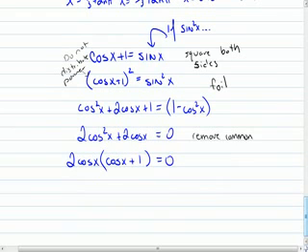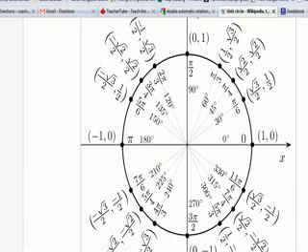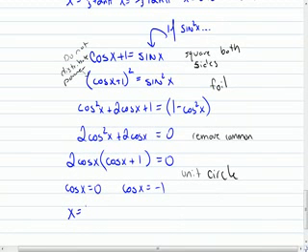So we have our two little equations. What we need to know is when does the cosine equal 0, and when is the cosine negative 1? Great circle of life. The cosine is 0 twice. The x-coordinate is 0 here at pi over 2. The x-coordinate is 0 down there at 3 pi over 2. So we have pi over 2, and we have 3 pi over 2.